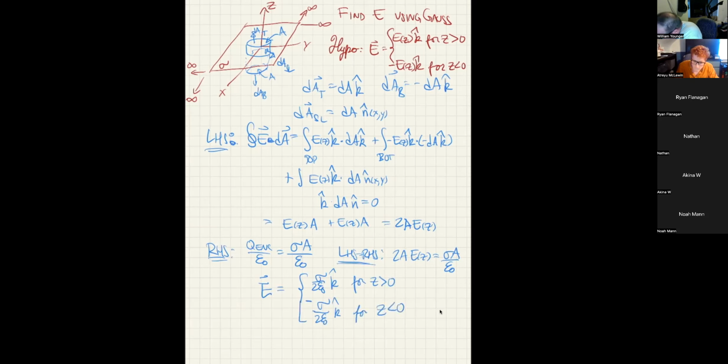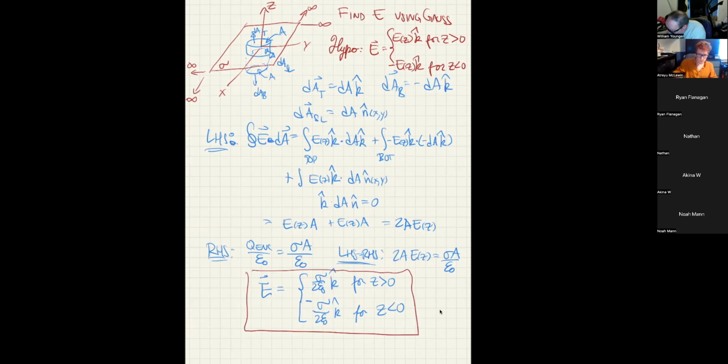For z less than 0. And in fact, what you notice here is there is a discontinuity in the electric field equal to exactly sigma over epsilon naught. That's what's typical: a surface charge will cause a discontinuity in the electric field equal in magnitude to sigma over epsilon naught.